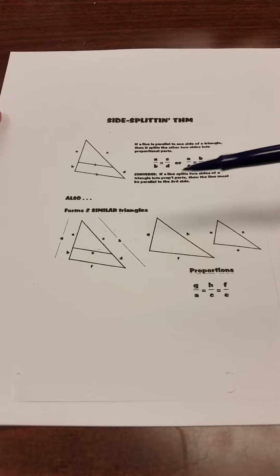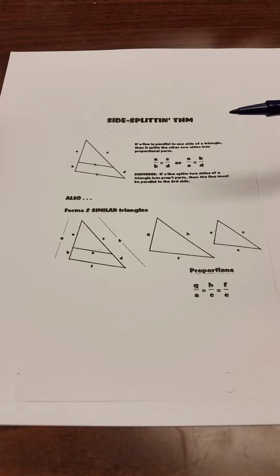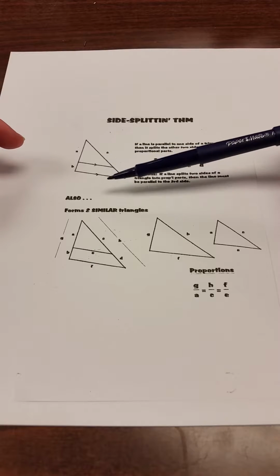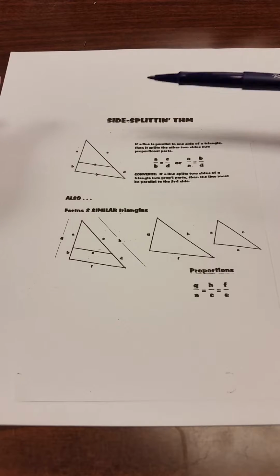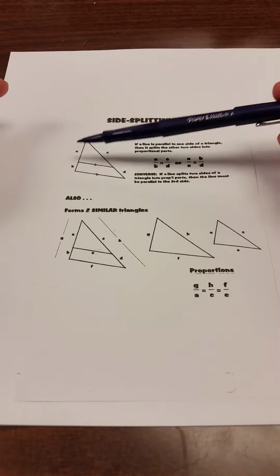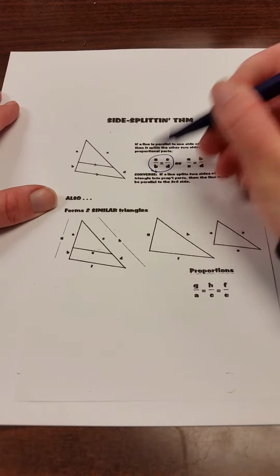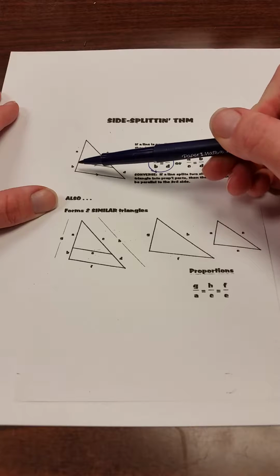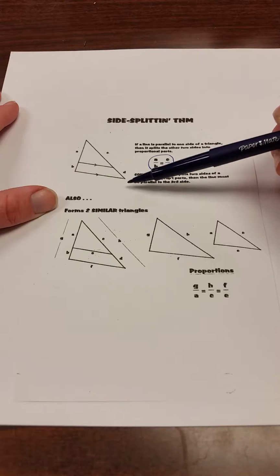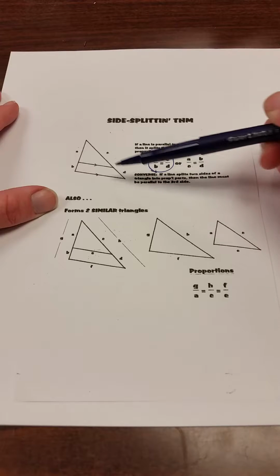So what we're learning today is not just about similar triangles, but all the different ways that you can have proportional parts, whether it's in a triangle or not. If I have two parallel lines with a triangle, then you can have two different kinds of proportions. The first one right here is that A over B equals C over D. So top over bottom equals top over bottom.